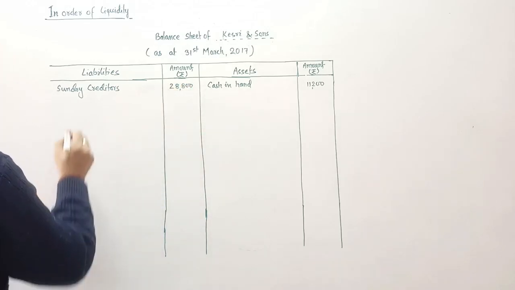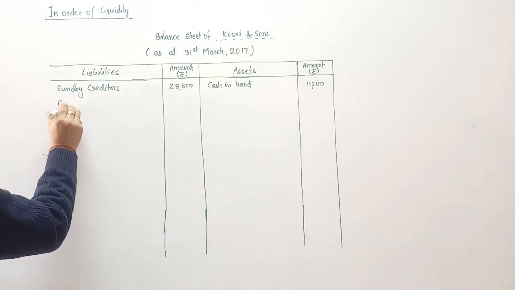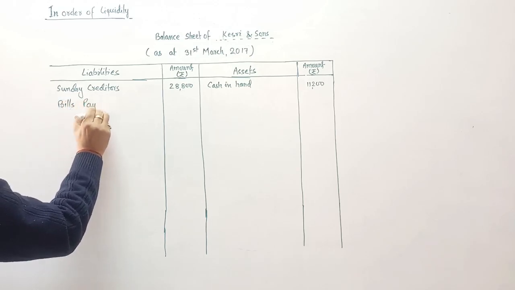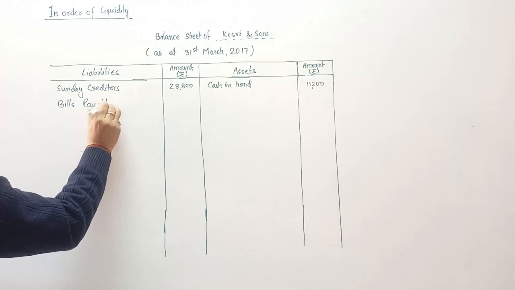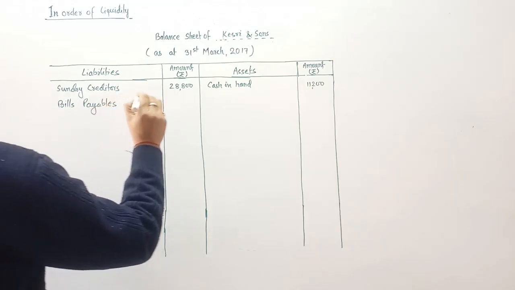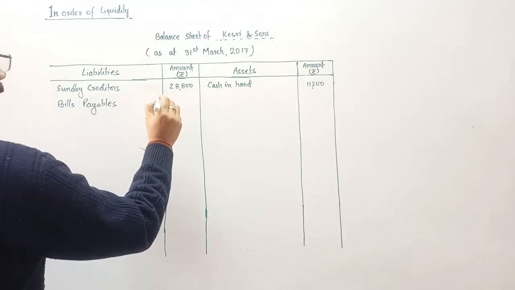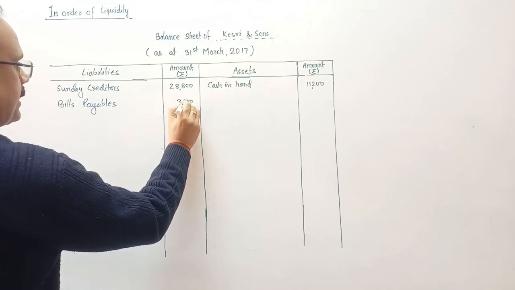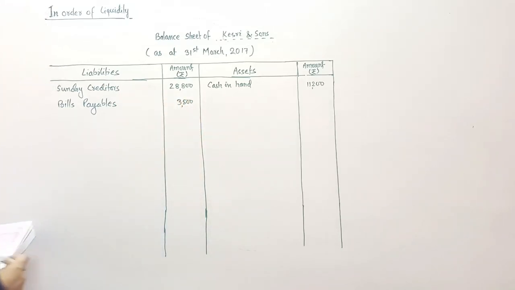Next is bills payable. Bills payable is also a current liability, so we'll write it at the top. Bills payable, current liability. Bills payable is 3,500. You write it, bills payable.